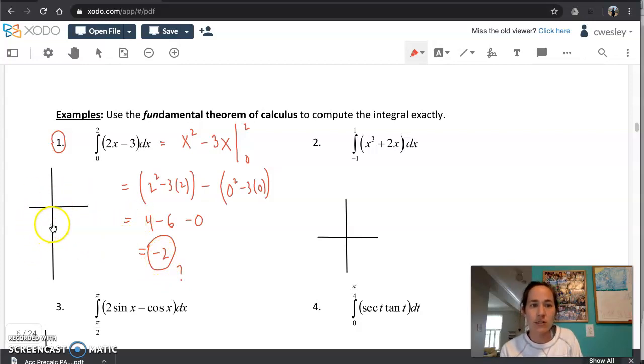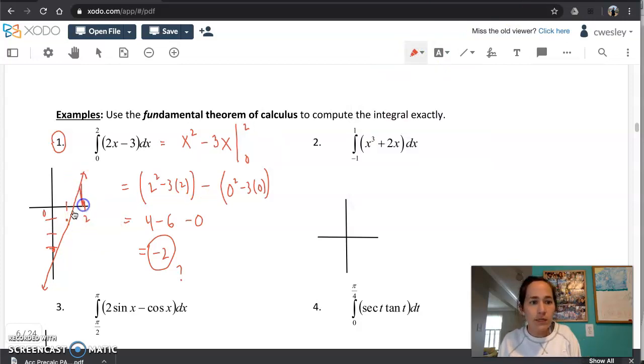Let's look at the picture to confirm this for ourselves. Can you plot a sketch of 2x minus 3? So it's a line that's shifted down 3 units, and the slope of it is 2. You're over 1 up 2 a couple times to get this line. I've sort of missed the points there, but that's the idea. You want to find the integral from, what was it, 0 to 2? So I actually want to shade this area to see if an answer like negative 2 makes some sense.